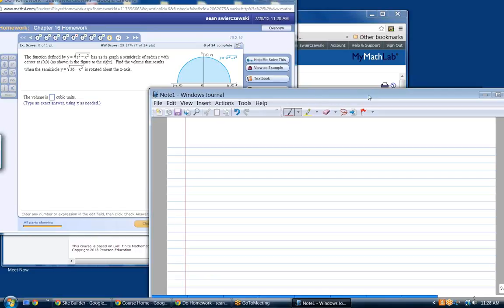So they've drawn the picture for us. We're going to rotate it about the x-axis, forming a perfect sphere. And then we're going to integrate using disks from left to right, going from minus r to plus r, in this case, going from minus 6 to plus 6.